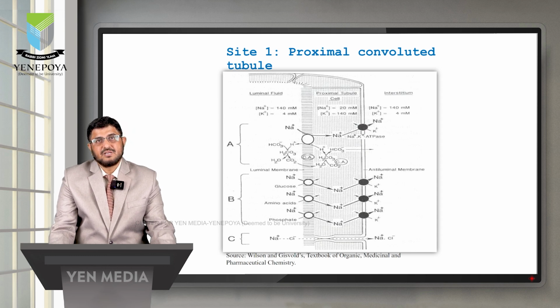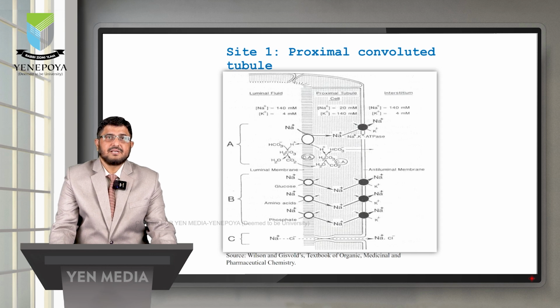In the intercellular fluid, carbon dioxide reacts with the water present and forms carbonic acid. The enzyme carbonic anhydrase will break this carbonic acid into bicarbonate and proton. The bicarbonate will be taken back into the blood circulation by a different mechanism, and these protons will be reused for the exchange of sodium. So, this is the important function taking place, reabsorption of sodium. Others like glucose, amino acids and phosphate are also reabsorbed.